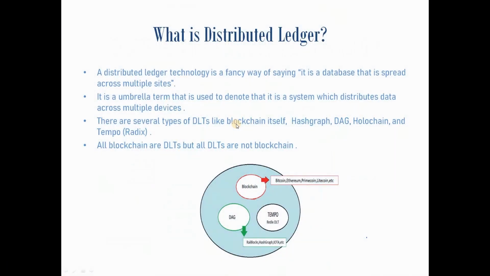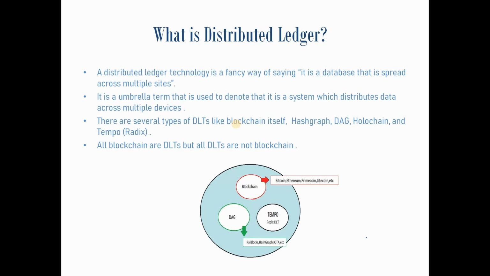So what is distributed ledger? A distributed ledger is a fancy way of saying that it is a database that is spread across multiple sites. So we can also say that it is an umbrella term that is used to denote a system which is distributed across multiple devices. So let's clear this out.